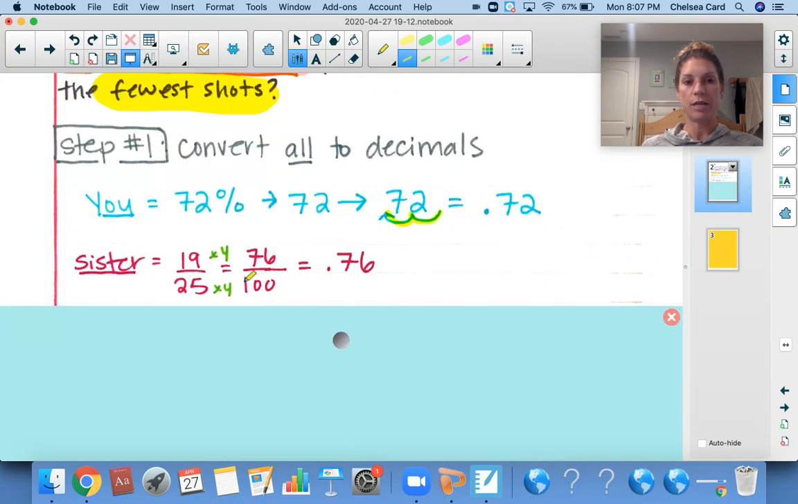Your sister makes 19/25. So what I need to do is convert 19/25 to a decimal. The first thing is I need to figure out how I can get this to a tenth, a hundredth, a thousandth. And the easiest thing to convert 25 to is out of 100. Once again, we can just multiply here by 4. Whatever we do to the bottom, we have to do to the top. 19 times 4 is 76. And 76 out of 100, when we read that in Mathlish, that's 76 hundredths. So far we have 2 of our decimals converted.